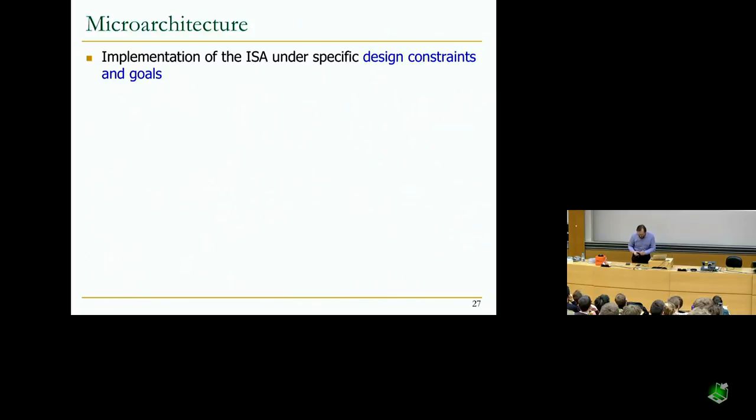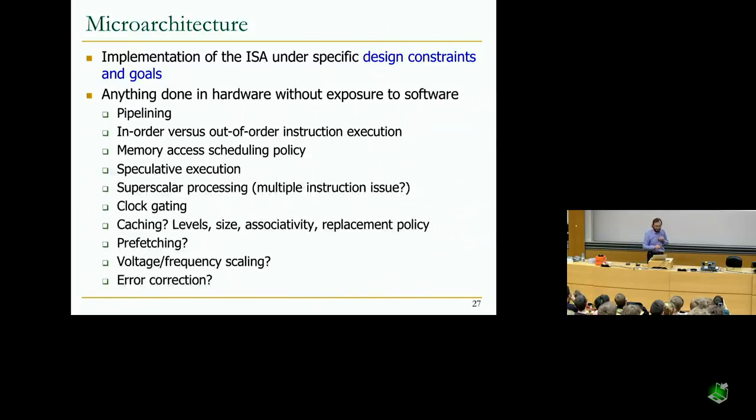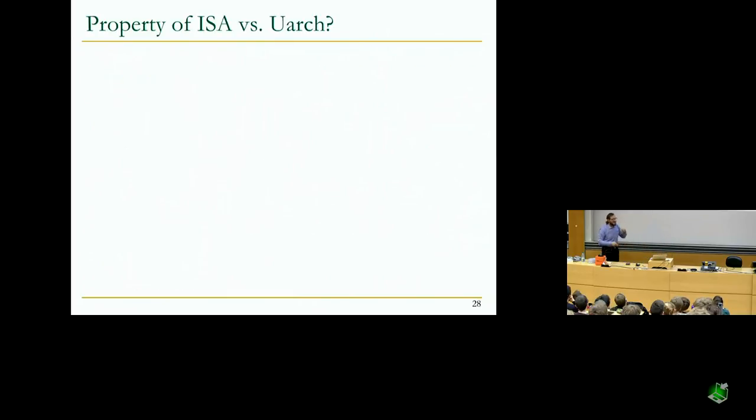Okay, and we've discussed microarchitecture. It's the implementation of the ISA under specific design constraints and goals. And there are many, many things that are possible here. I'm not going to go over this in detail. But let's do this fun exercise before we take a break. Basically, property of ISA versus microarchitecture. I'll ask you the question. Add instruction's opcode. Is that a property of an ISA or microarchitecture?